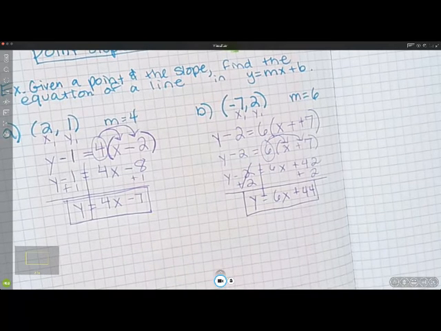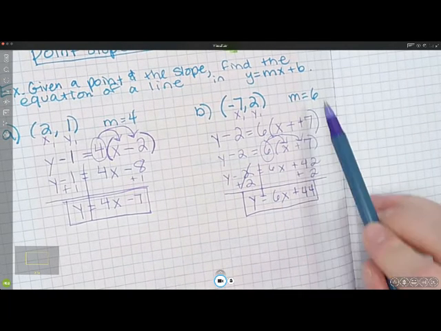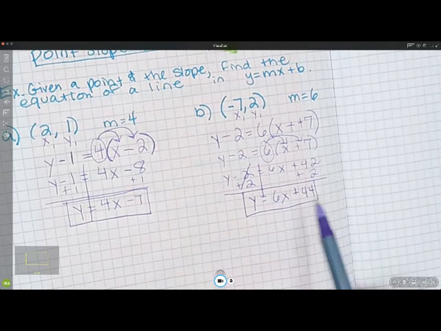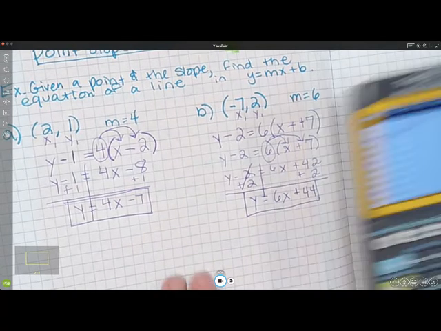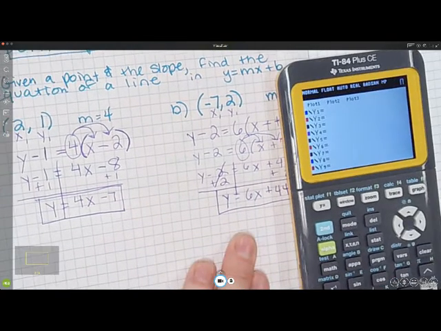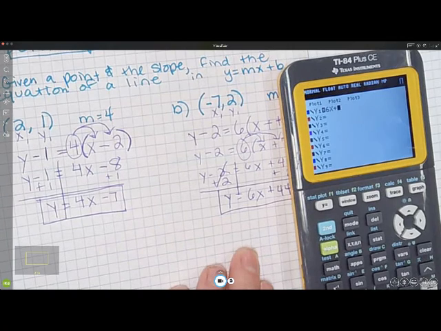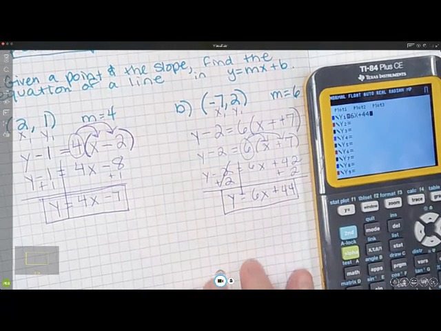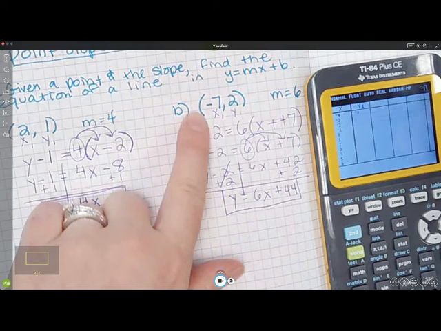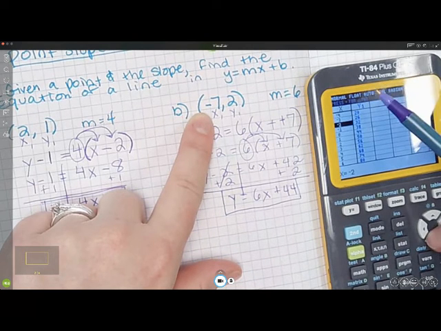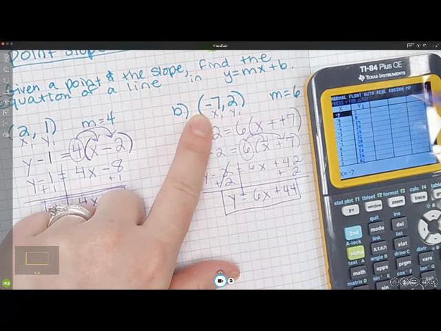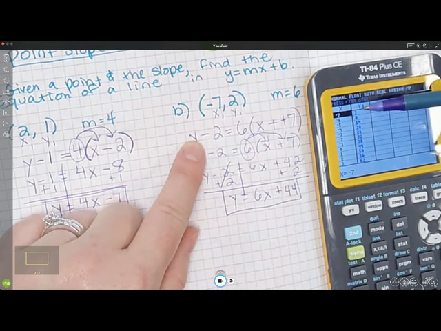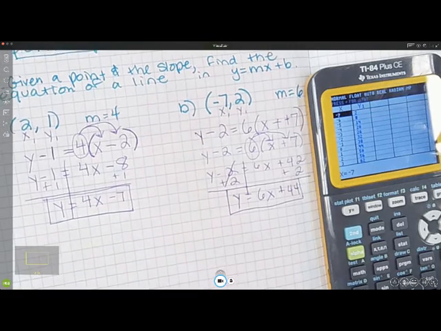One thing I need to check is the slope is 6, correct? The next thing I need to check is the point. So I'm going to go to y equals, I'm going to put in 6x plus 44. Now I need to look at my table and make sure (negative 7, 2) is there. Negative 7, 2 is on my table, so that means we did it right.